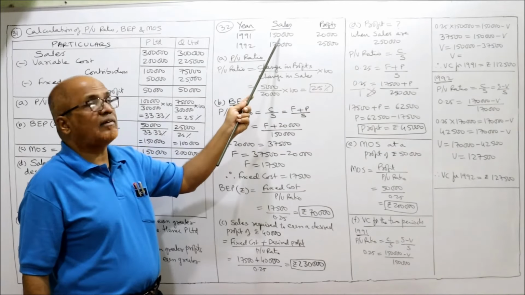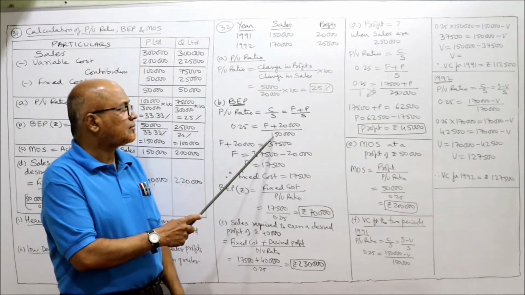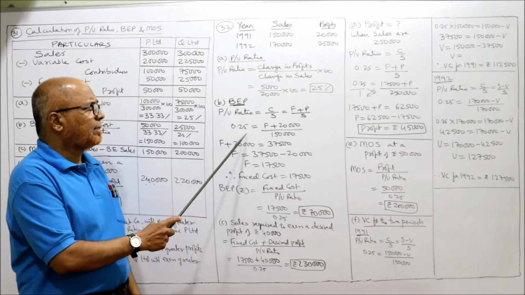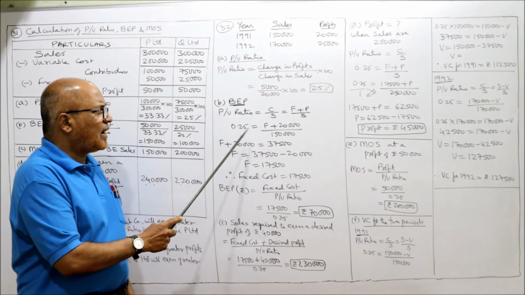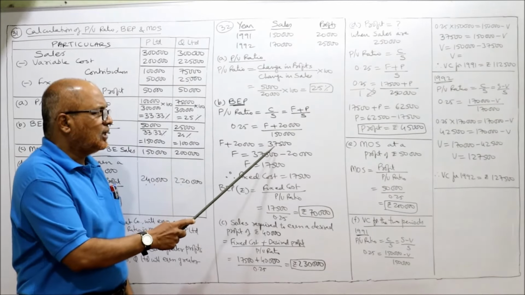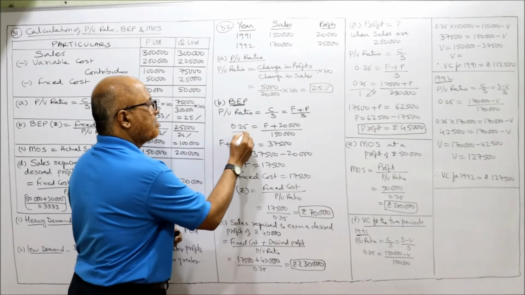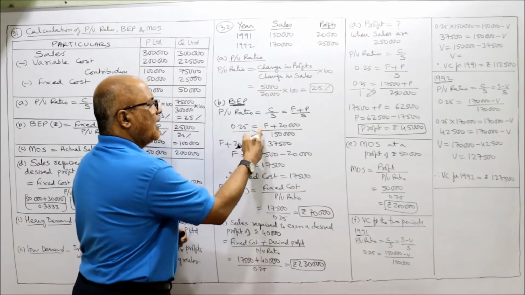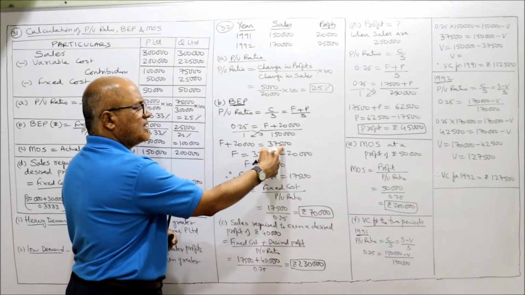First year sales are 1,50,000. So 20,000 divided by 1,50,000. Now cross multiply. F plus 20,000 is equal to 0.25 into 1,50,000. You will get 37,500. I am making a cross multiplication here, like this. F plus 20,000 is equal to 0.25 into 1,50,000, 37,500.